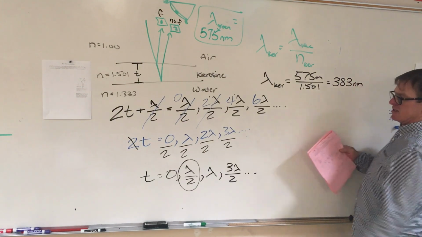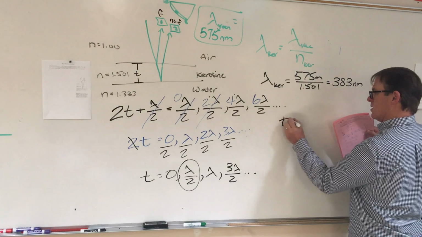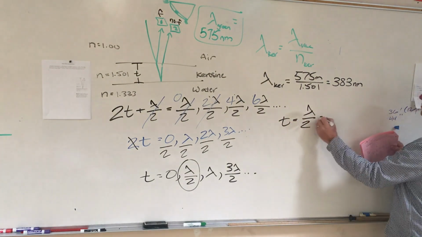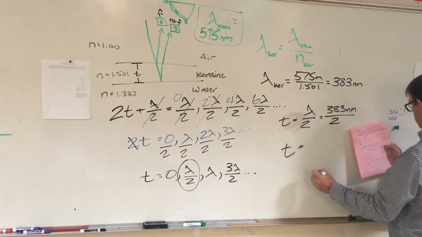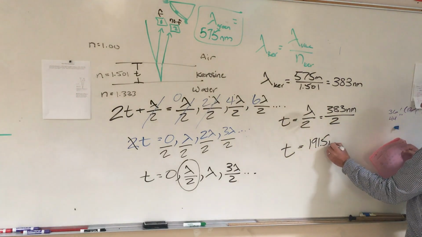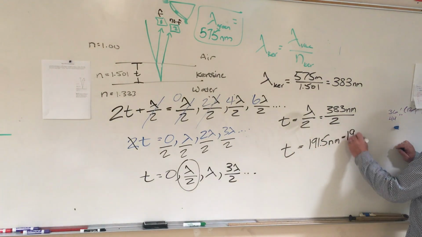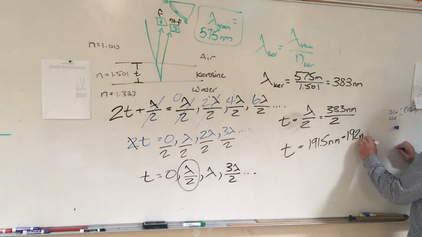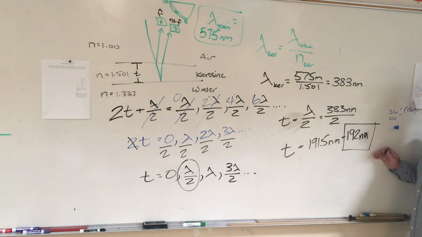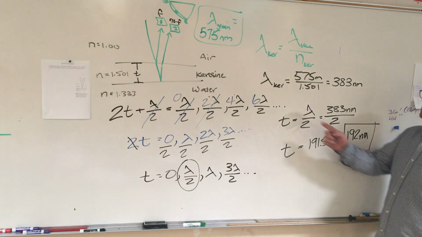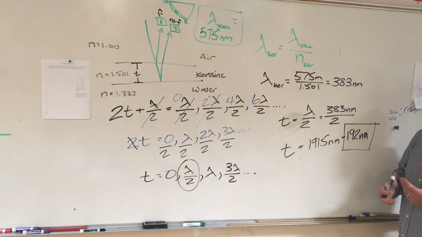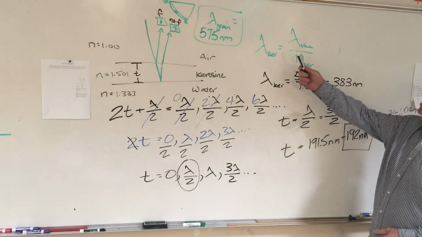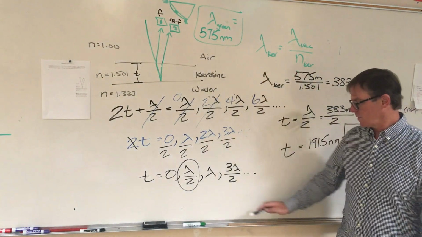And now I can divide that by 2. And I get 192 nanometers as the minimum thickness of the kerosene that leads to the destructive interference and elimination of this green light in vacuum.